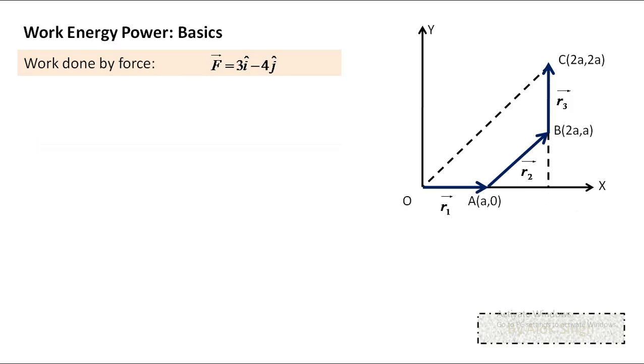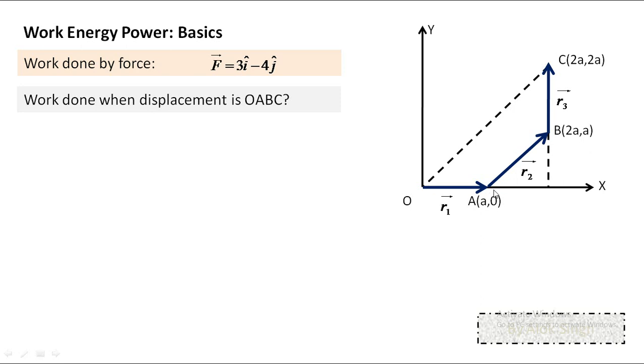So let's come to the next one. Force is given as 3i cap minus 4j cap. First, the moment you look at the force, you should think of, is it a constant force or a variable force? It has no variable term here. There is no x, y or t. It means the force is a constant. So in this case, find work done when the displacement is from O to A to B to C.